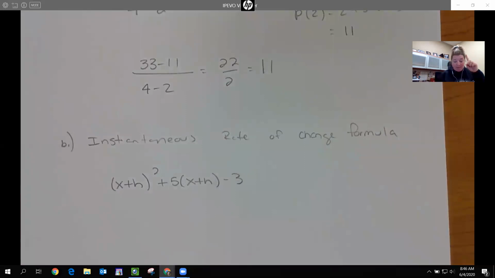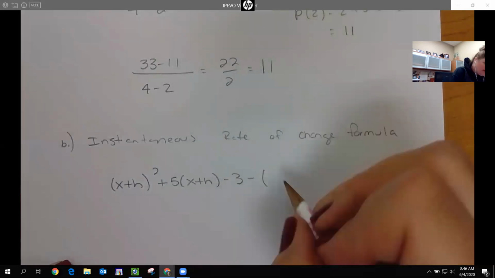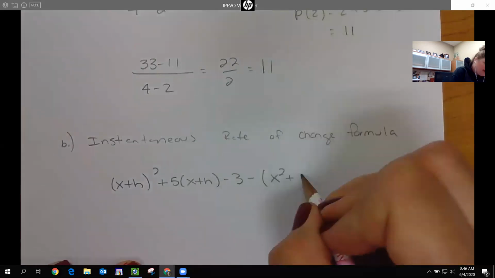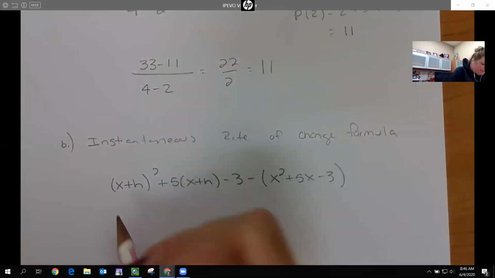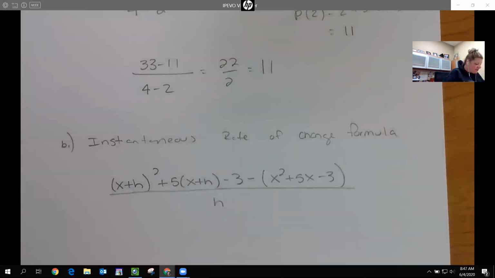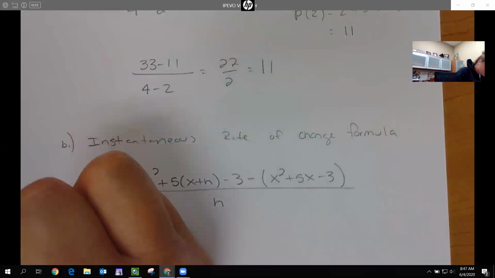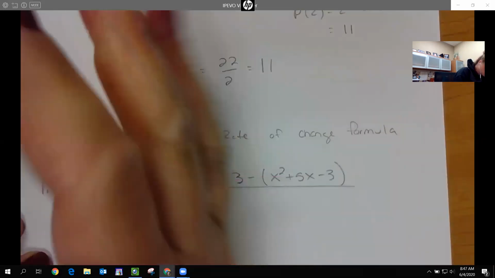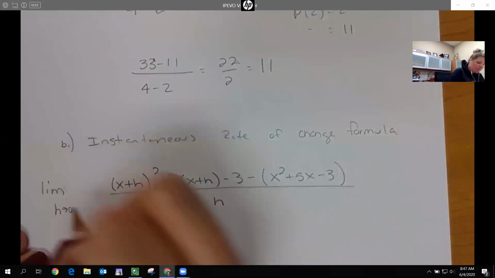Step 1 was that. Step 2 would be to subtract the original, using parentheses. The original is x squared plus 5x minus 3. Third step, divide by h. Fourth step, take the limit as h approaches 0 of all that.